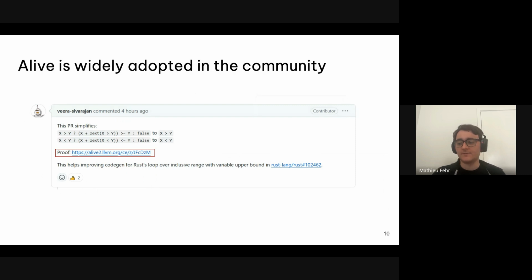So Alive is very widely adopted in the LLVM community. There are thousands of references to it. If you look at pull requests, quite often, if you want to add a new rewrite to LLVM, you would say, look, this is correct, here's the proof. And the proof would essentially be a link to the Alive website that has the input program, the output program, and Alive tells you it's correct. So people really trust it.